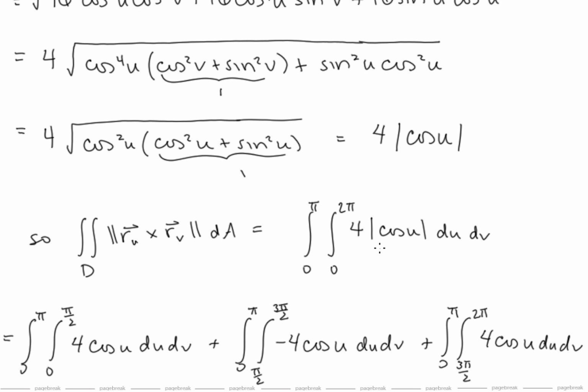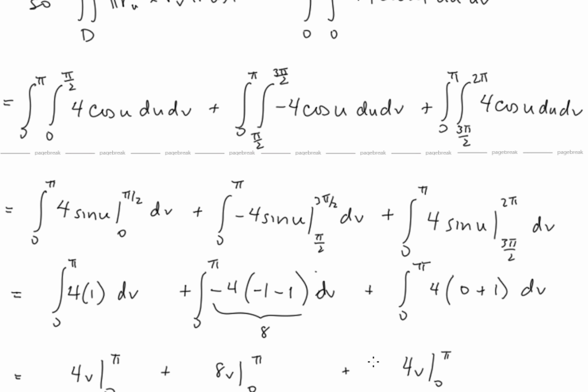Now how do we deal with this cosine u in absolute value? Well, we think about the intervals over which cosine u is positive and over which cosine u is negative. We know that cosine u is positive from 0 to pi over 2 and from 3 pi over 2 to 2 pi. So the absolute value of cosine u is just cosine u. But we know that cosine u is negative from pi over 2 to 3 pi over 2. So the absolute value of cosine u is negative cosine u. So we have to break up our integral into these 3 integrals, all of which are very simple.